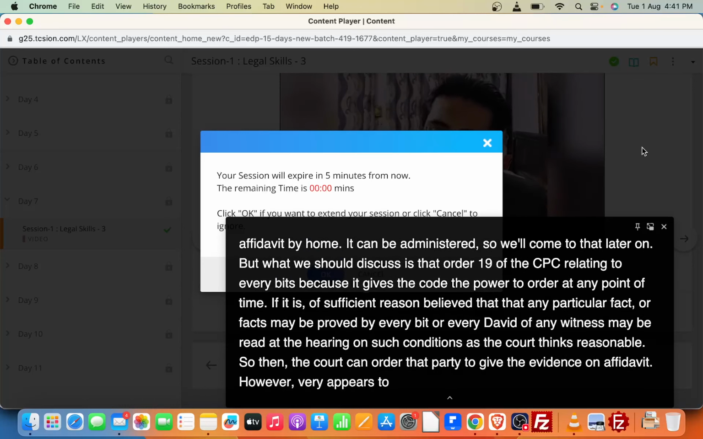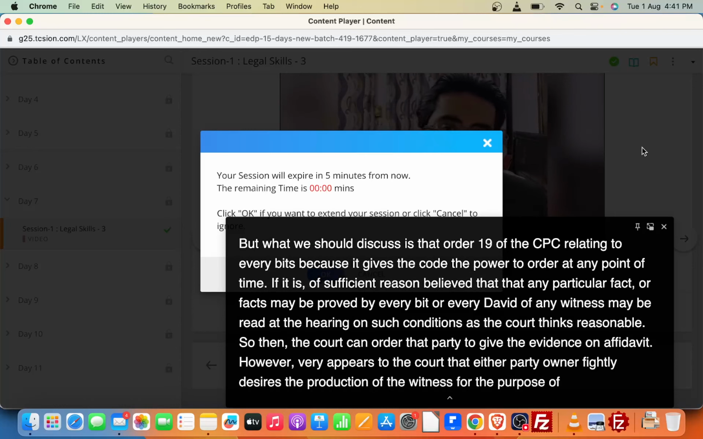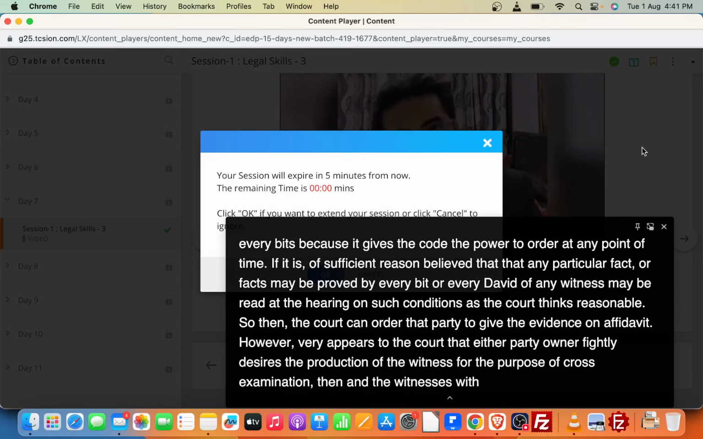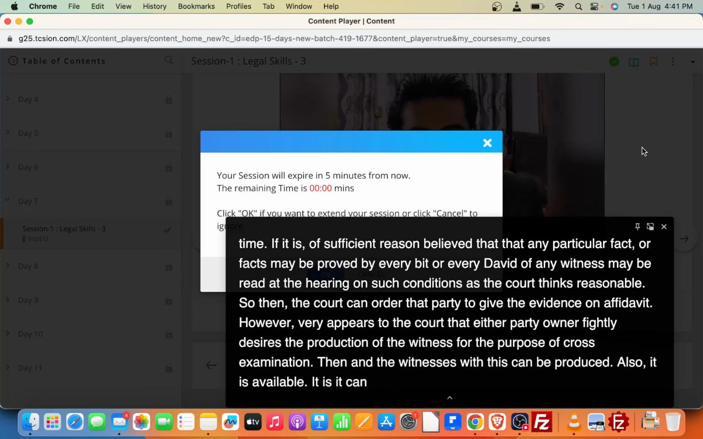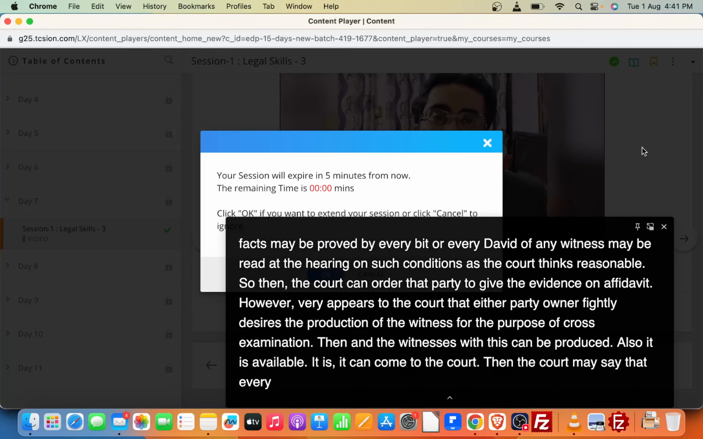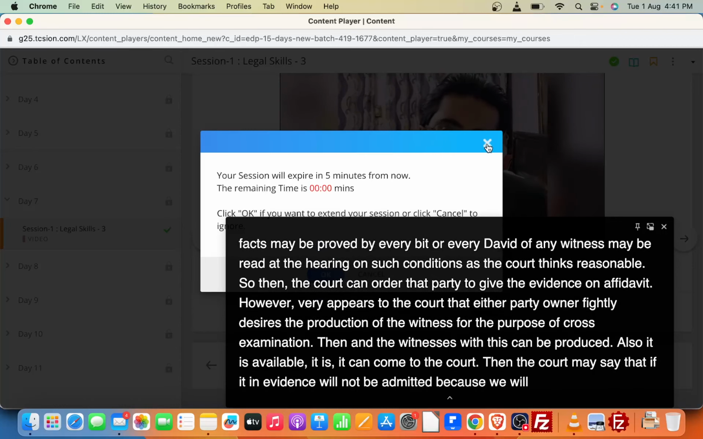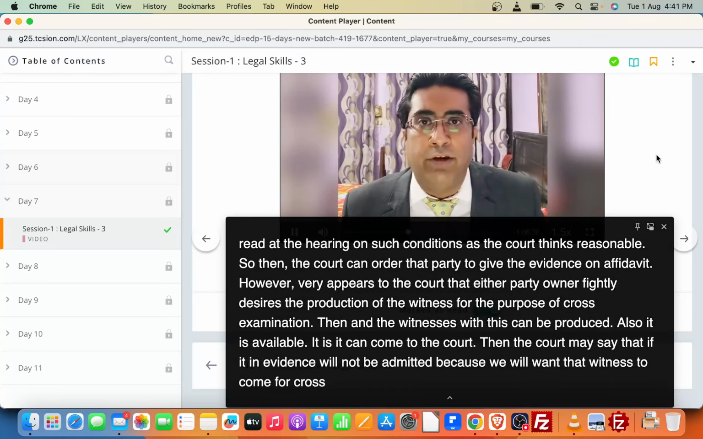However, where it appears to the court that either party bona fide desires the production of the witness for the purposes of cross-examination, and the witness can be produced, it is available, it can come to the court, then the court may say that affidavit in evidence will not be admitted, because we will want that witness to come for cross-examination, not on the basis of the affidavit you will cross-examine, right? So then there is a court's power to order attendance of the deponent.